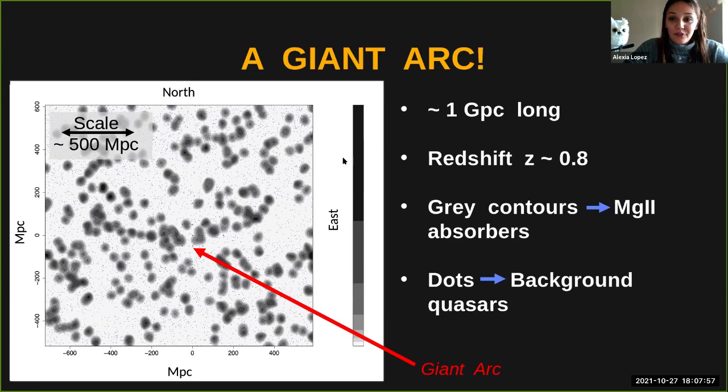The figure here shows the gray contours, which are the smoothed and flat-fielded magnesium II absorbers. And the dots in the background, which are actually dark blue but very faint, so you probably can't see them, are the background quasars. The central redshift is approximately 0.8. Scaled in present epoch proper size, the giant arc extends approximately 1 gigaparsec.